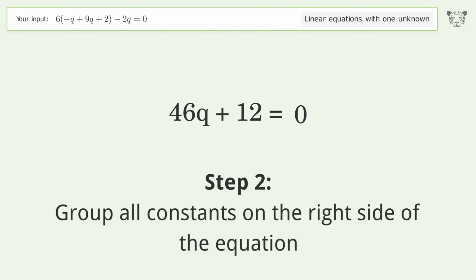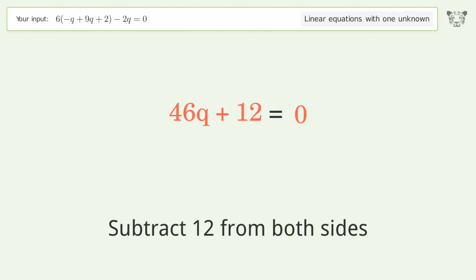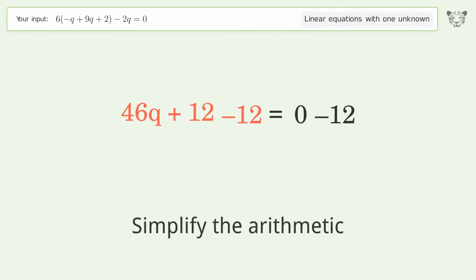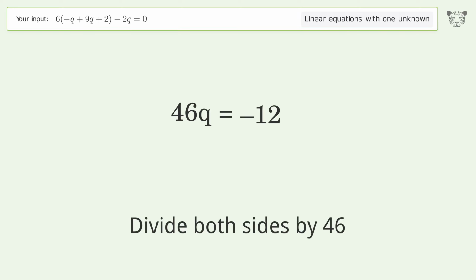Group all constants on the right side of the equation. Subtract 12 from both sides. Simplify the arithmetic. Isolate the q. Divide both sides by 46.